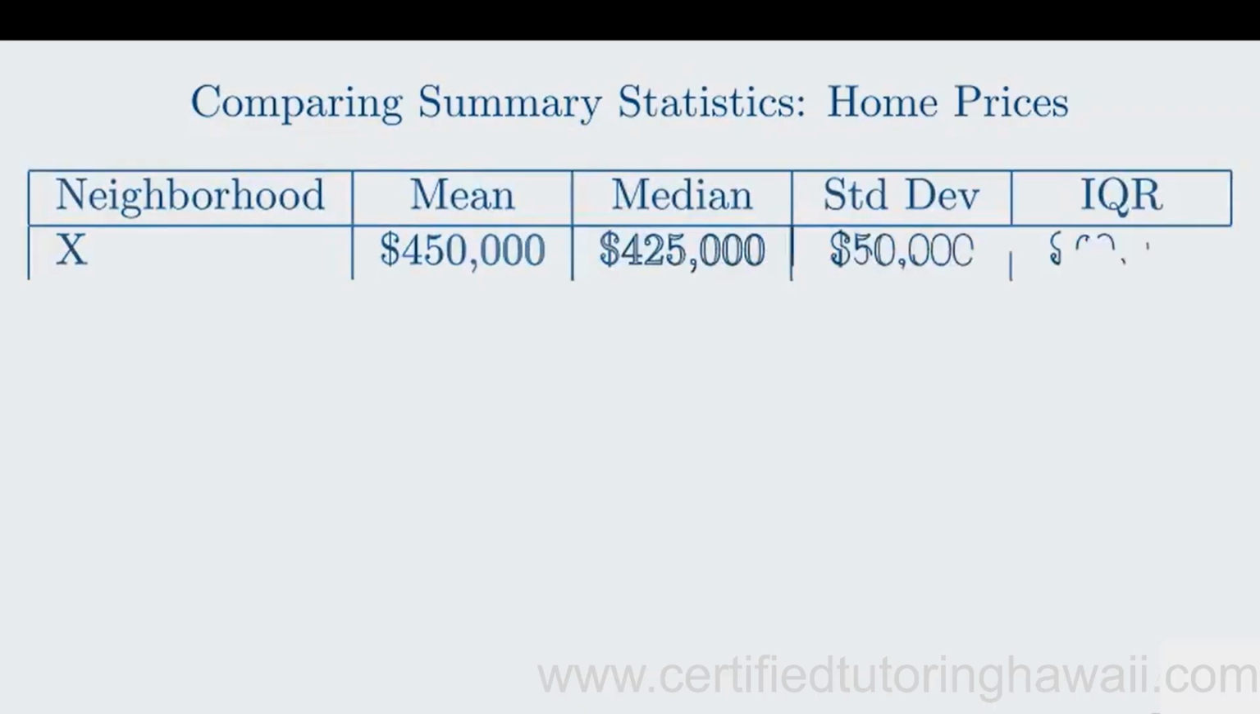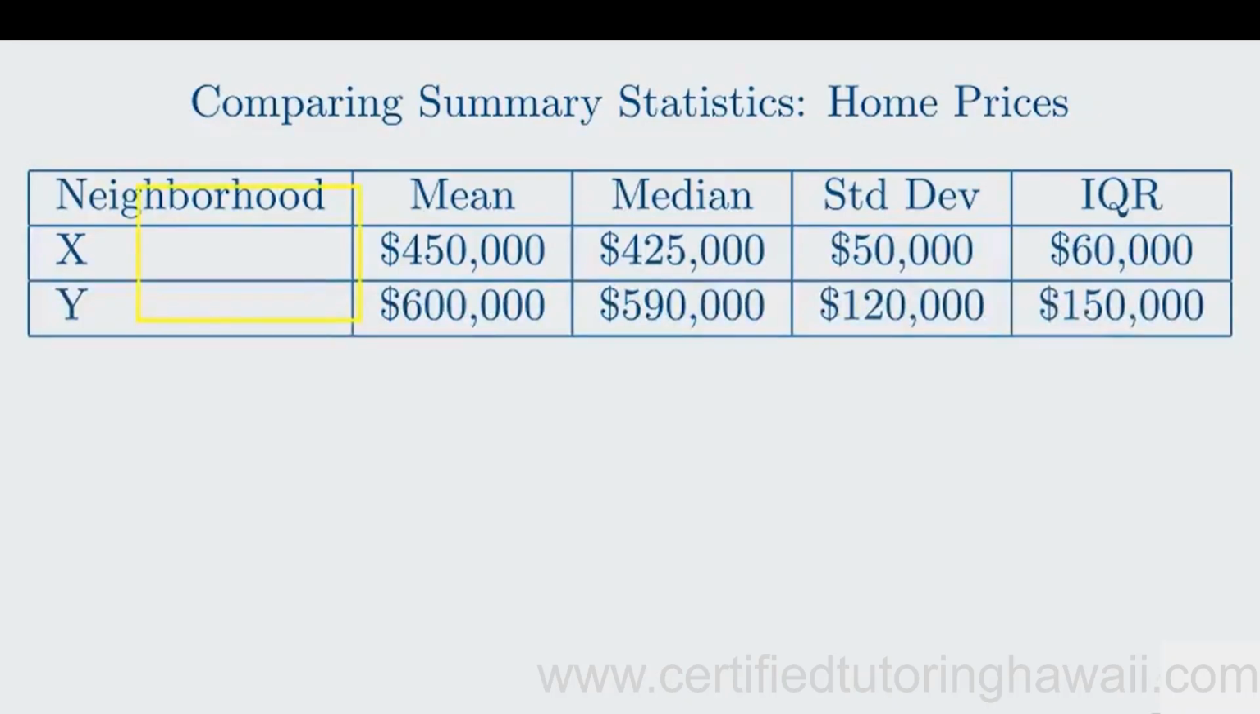While visual comparisons are powerful, we often need the precision of summary statistics to back up our claims. Let's look at a numerical comparison of two samples of home prices in different neighborhoods. When comparing centers, we look at the mean or median. In neighborhood Y, the mean home price of $600,000 is significantly higher than the mean of $450,000 in neighborhood X. This tells us that, on average, homes in neighborhood Y are more expensive.